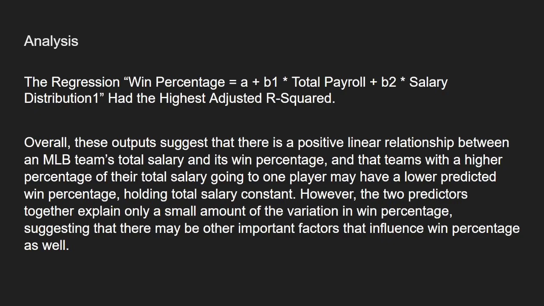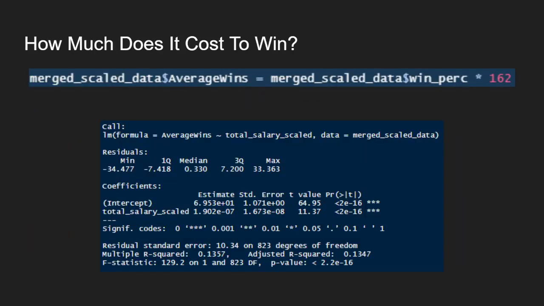And overall, these outputs suggest that there is a positive linear relationship between an MLB team's total salary and its win percentage, and that teams with a higher percentage of their total salary going to one player may have a lower predicted win percentage, holding the total salary constant. So basically, you don't want to be giving your top player a higher percentage of the money if you still have that same total salary. But these two predictors together only explain a small amount of the variation in win percentage, around 13.5%.